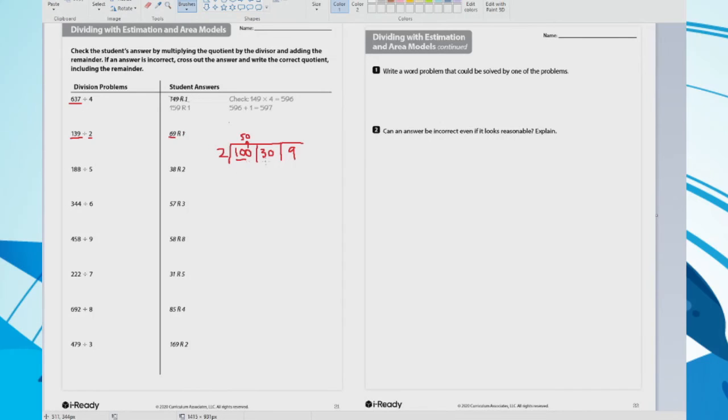2 goes into 30. We can look at that like, what is half of 30? If we divide 30 into 2 equal parts, it's 15. So 2 goes into 30 15 times. And then 2 goes into 9. Well, we can take a look at this by skip counting. 2, 4, 6, 8, 10. So it looks like that doesn't work out, but it at least goes into it 4 times.